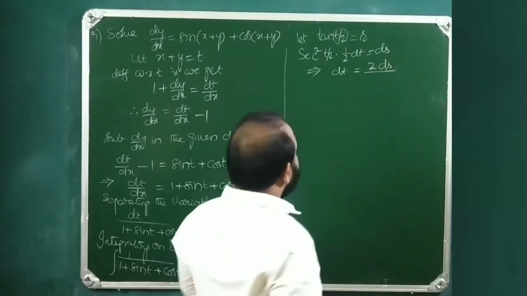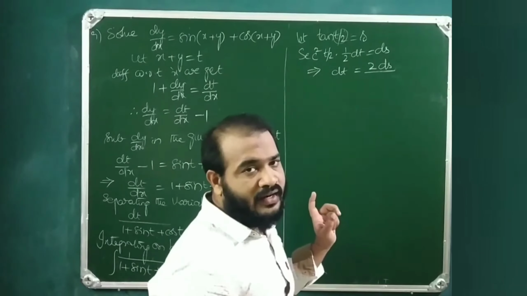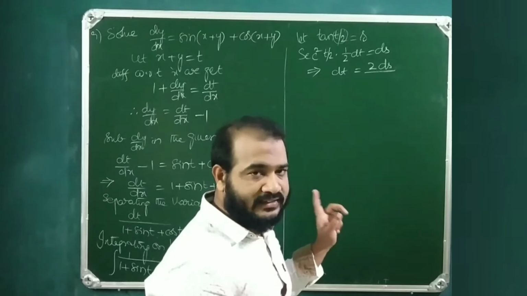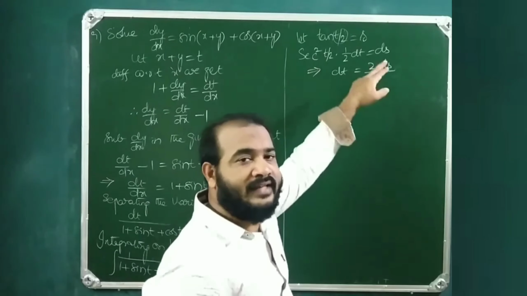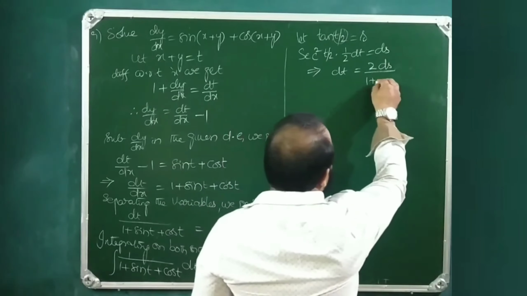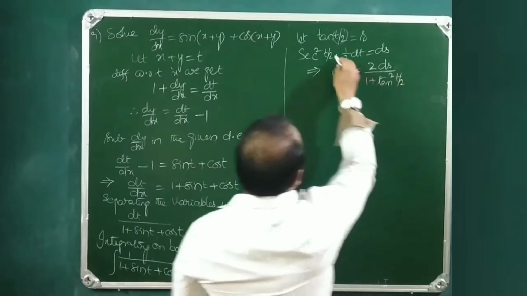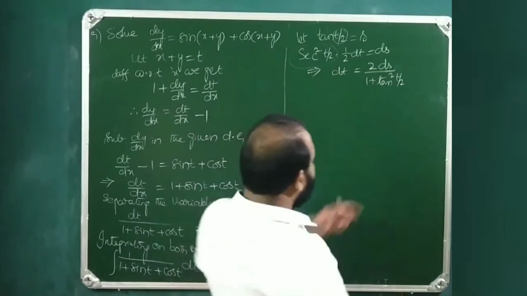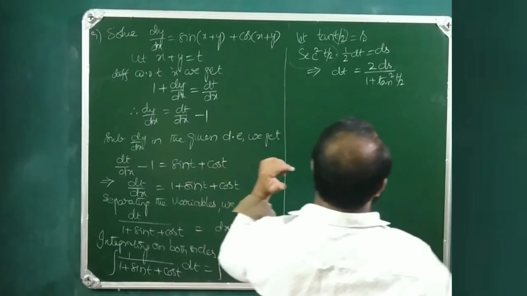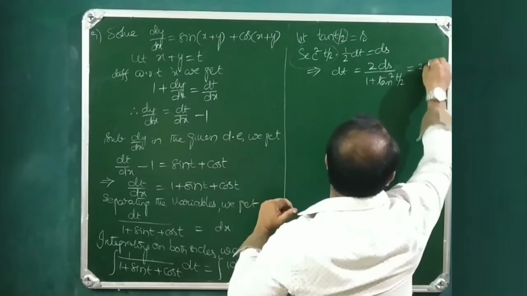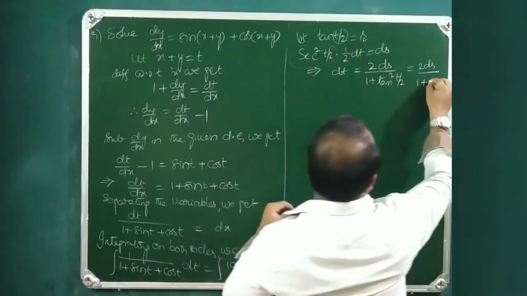by secant square t by 2, which can be written as 1 plus tan square t by 2, because secant square x minus tan square x equals 1. Secant square x is 1 plus tan square x. So this secant square t by 2 is 1 plus tan square t by 2. So dt is equal to 2 ds by 1 plus tan t by 2 whole square, this is s square.